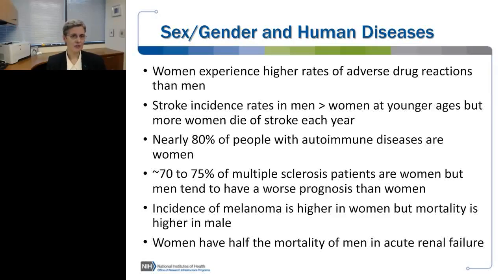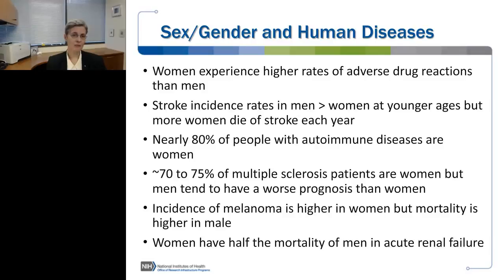Now I'd like to give you some examples where sex and gender does matter when talking about human diseases. Women experience higher rates of adverse drug reactions than men do. Stroke incidence rates in men are greater than women at younger ages, but more women die of stroke each year.